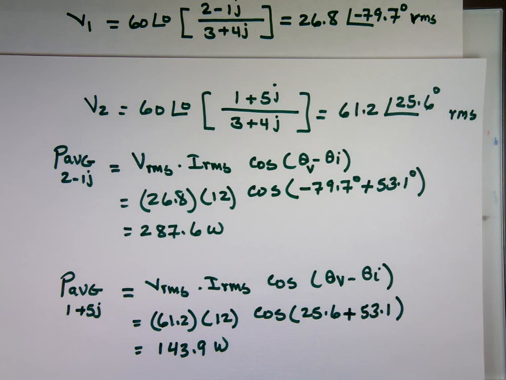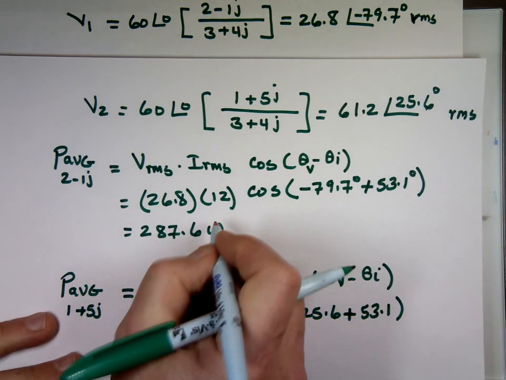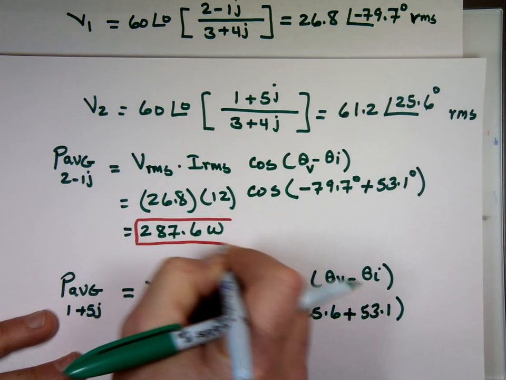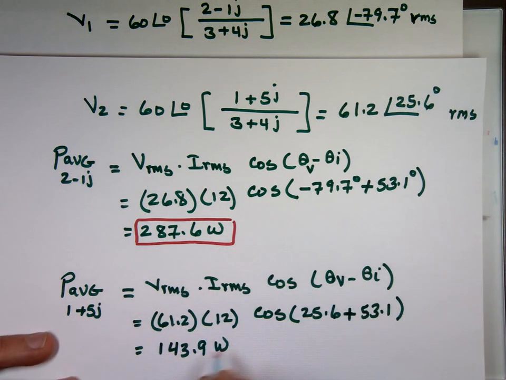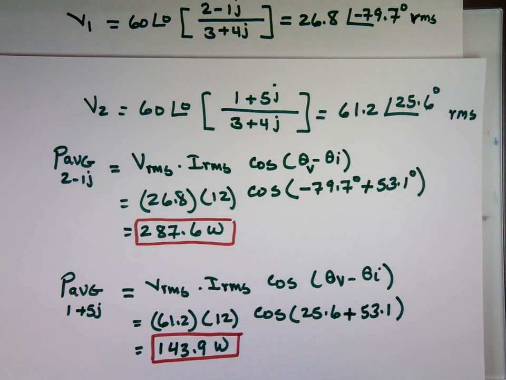So we answer the first question: calculate the average power delivered to each of the two loads. This is the first answer. That's the first load, the top load. And this is the lower or the bottom load, the side one. That's how much average power is delivered to each one of them.